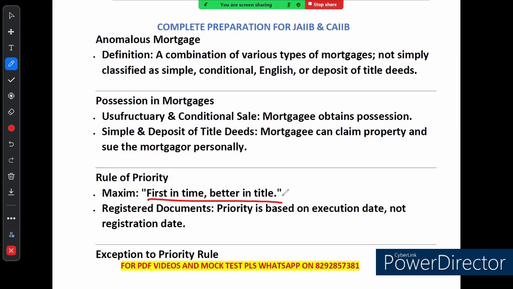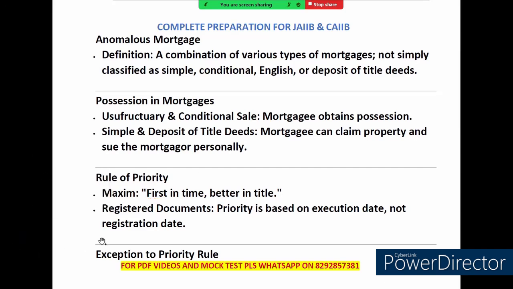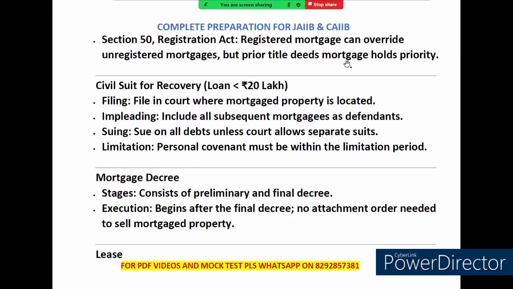There is some exception to the priority rule. Let me discuss this also. Normally the first mortgage created takes priority, but under section 50 of the Registration Act, a registered mortgage can override an unregistered one. However, if the bank already holds the title deed, the mortgage takes priority over any later registered one. Now let's talk about civil suit for recovery.